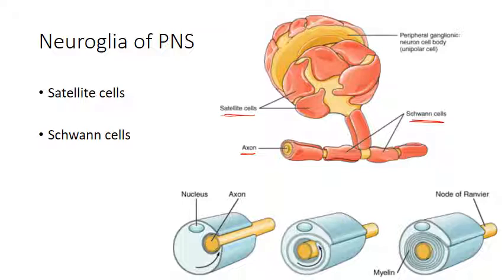The satellite cells are going to wrap around the soma within a ganglia. So a ganglia is going to be sort of a big mass of neurons that are only cell bodies. So the satellite cells wrap around those ganglia and they serve as insulation. They help regulate the chemical environment. So their job is going to be insulation.